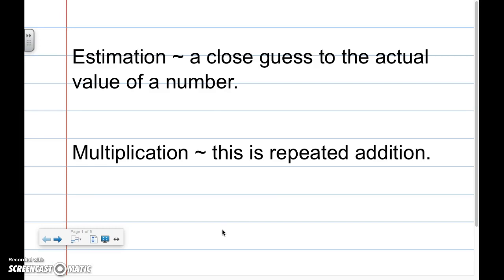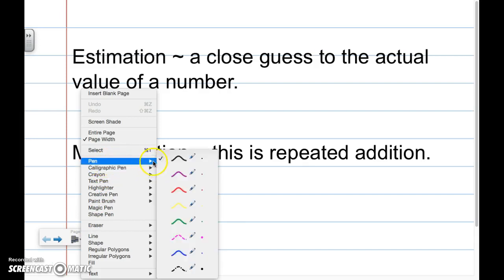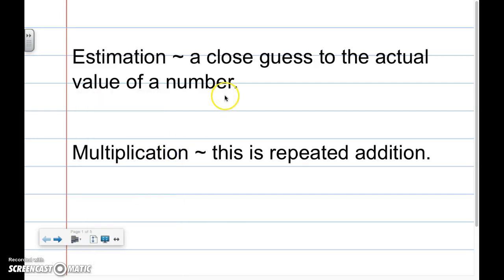First we have estimation. An estimation is a close guess to the actual value of a number. For an example, you could write 59. The estimation for 59, you could estimate that to 60. That makes sense. For your non-example, you could do 59 and say 100, because that's not a close guess to the actual value of the number.